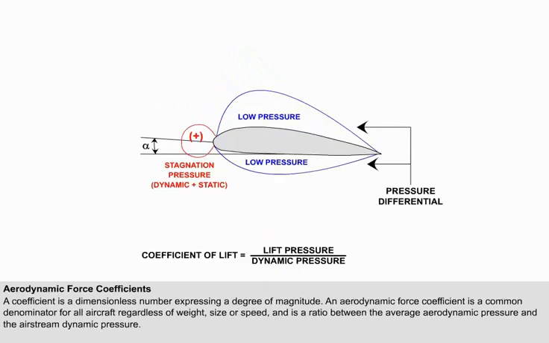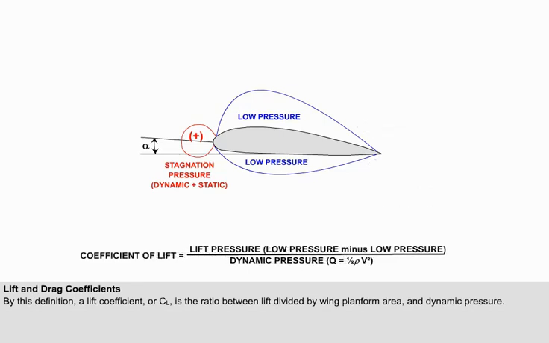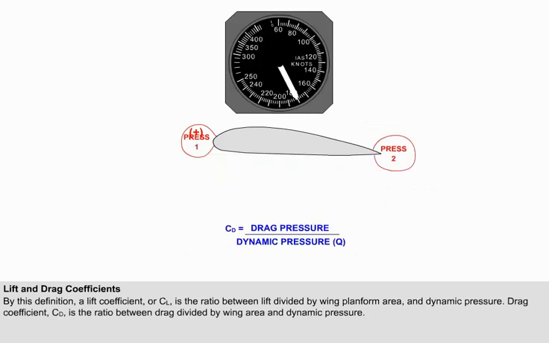A coefficient is a number without unit or dimension, expressing a degree of magnitude. An aerodynamic force coefficient is a common denominator for all aircraft, regardless of weight, size or speed, and is a ratio between the average aerodynamic pressure and the airstream dynamic pressure. By this definition, a lift coefficient, or CL, is the ratio between lift divided by wing planform area, or lift pressure, and dynamic pressure. A drag coefficient, CD, is the ratio between drag divided by wing area and dynamic pressure.